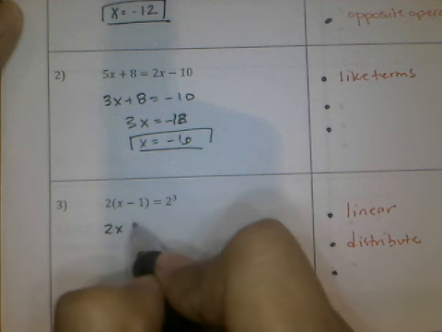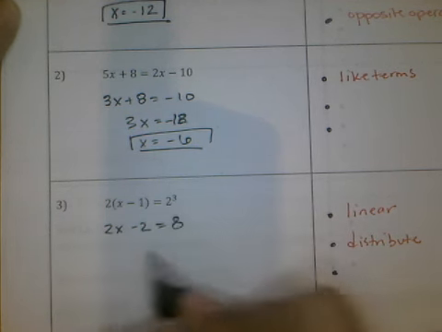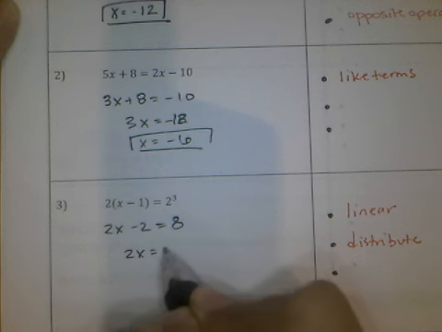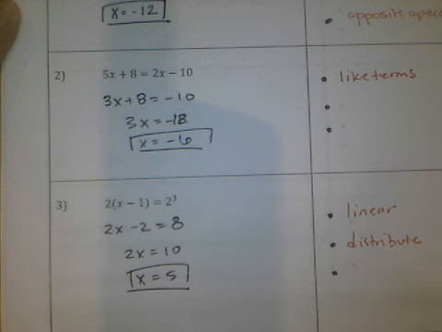When you do distribute, you get 2x minus 2. 2 cubed on the other side is actually just 8. Adding 2 to both sides, you get 2x equals 10, which means x equals 5.